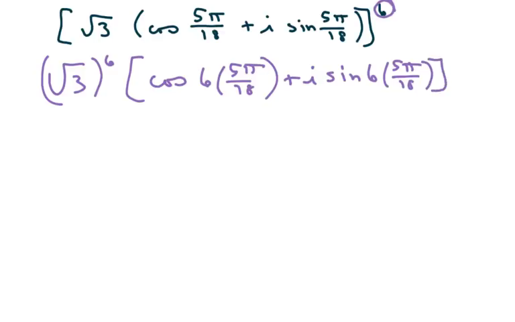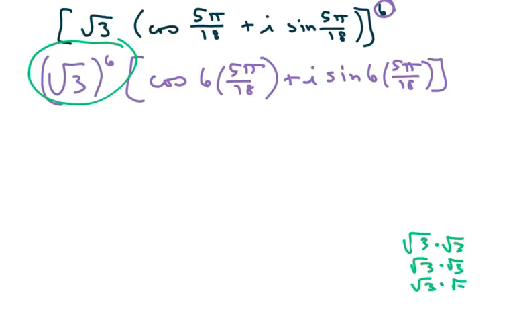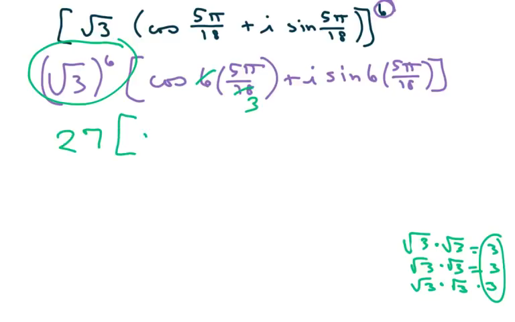Alright, now let me show you real quick what I'm talking about here. This just means you write it out 6 times: 1, 2, 3, 4, 5, 6. So this is 3 times 3 times 3. Multiply those together, you get 27. And 6 goes into 18 3 times, so you're going to get cosine 5 pi over 3 plus i times sine, same thing here, 5 pi over 3.